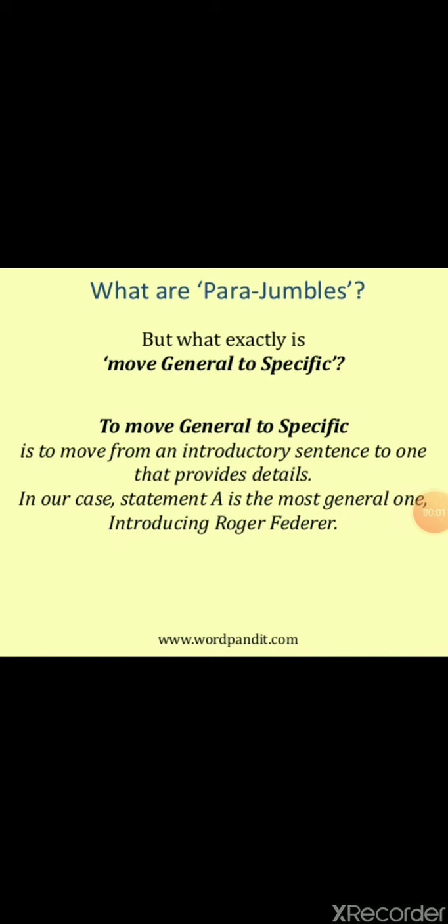Now what exactly is moving general to specific, which I explained in the previous slide. When you are left with two options, to move general to specific is to move from an introductory sentence to one that provides detail. It means in one sentence they are telling something, and in the next sentence they are telling it in detail, in description. That will be your option. In our case, statement A is the most general one, introducing Roger Federer. So that is your option, meaning it should be in the beginning only.